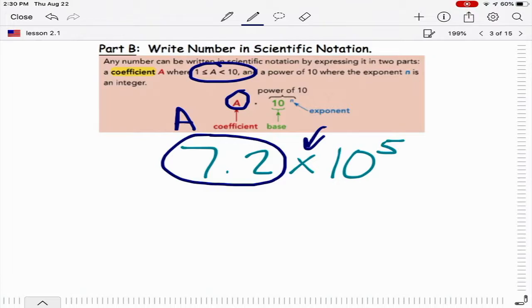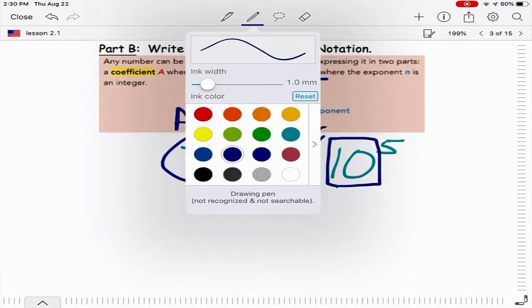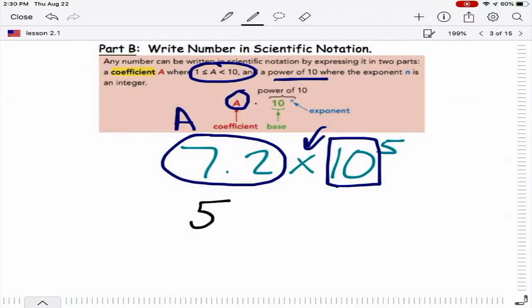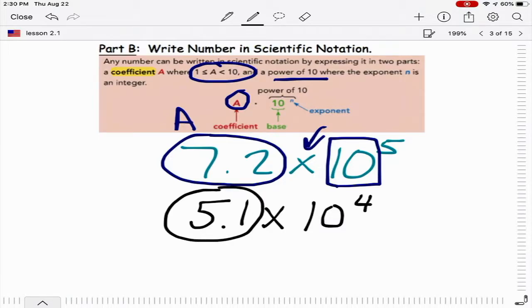You always have a power of 10. This is an always thing. No matter what my example is, I'll come up with another one right now: 5.1 times 10 to the 4th power. Once again, notice how my A is between 1 and 10 that I mentioned before. And notice how my base 10 is still base 10. I always have a base 10.